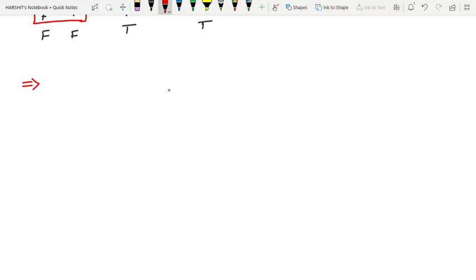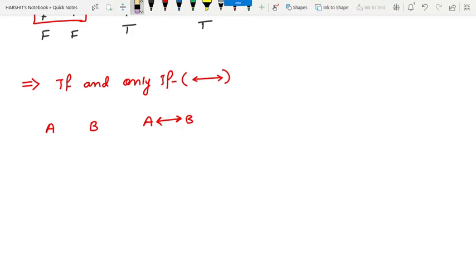Now the last one is if and only if, denoted by this symbol. So you can see that this is the if and only if. Let's see the truth table for if and only if. So we are taking two inputs A and B, and here we can write A if and only if B. Alright, so again we are taking some inputs like true, true, false, false, true, false, true, false.